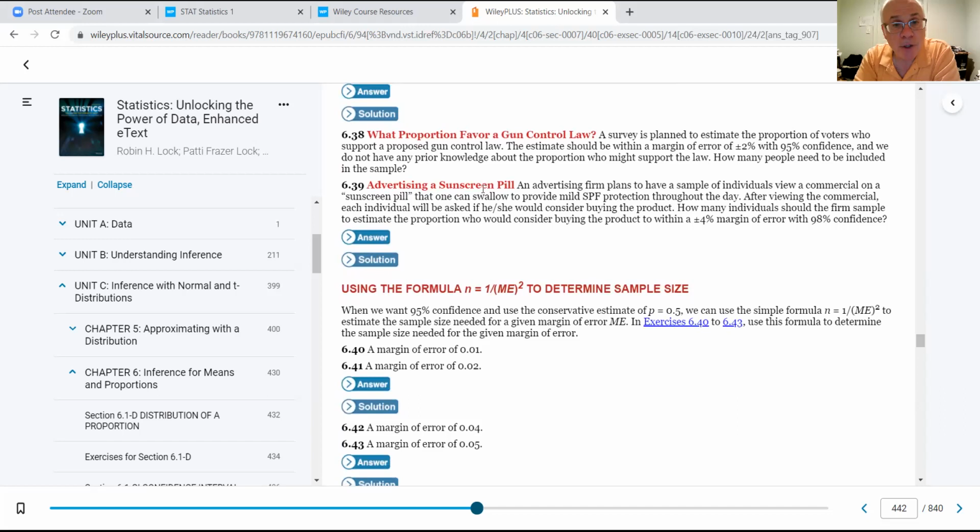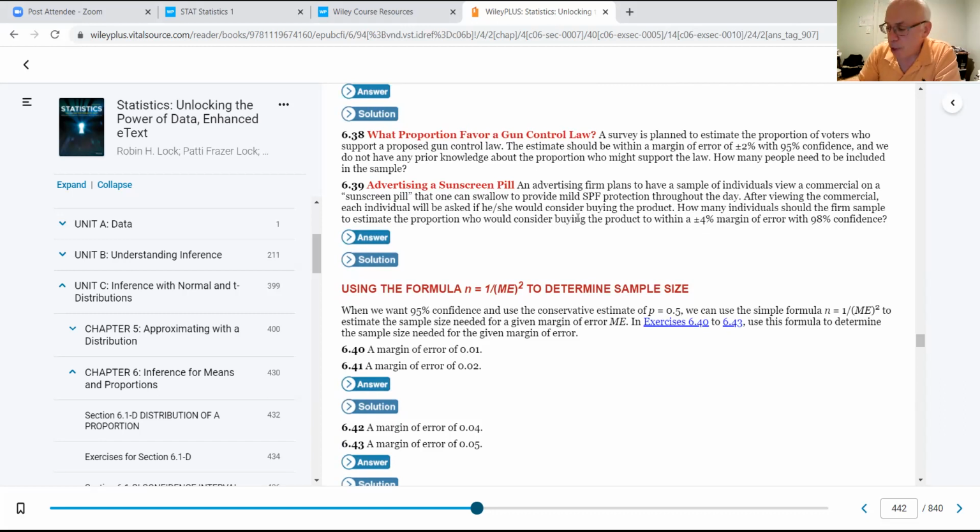Advertising a sunscreen pill. An advertising firm plans to have a sample of individuals view a commercial on a sunscreen pill that one can swallow to provide a mild SPF protection throughout the day. After viewing the commercial, each individual will be asked if he or she would consider buying the product. How many individuals should the firm sample to estimate a proportion who would consider buying the product to within 4% margin of error with 98% confidence?